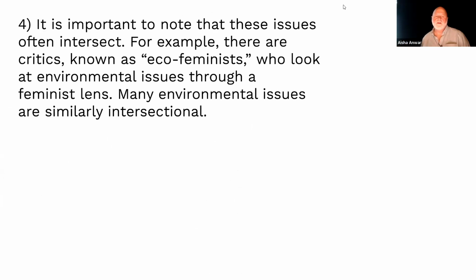These issues often intersect. So, for example, there is a group of people, and it's a very important group of scholars working in this field, who are not just ecological literary critics, or just feminist critics, but are kind of a mashup called eco-feminist critics, who look at environmental issues and feminist issues at the same time. The key term here is that these issues are intersectional.